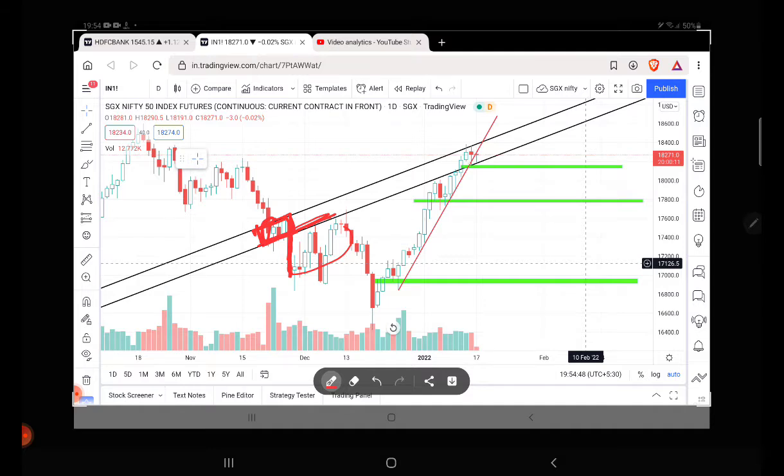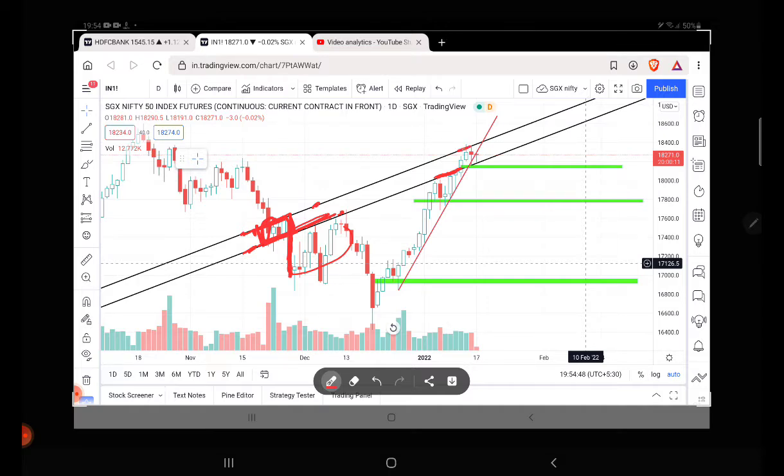So once a support breaks, it becomes a resistance. Once these two supports have been broken, these two will act as resistance now. The first support, which was this one, did not respect it as resistance now. But the second support, it is taking it as a resistance.